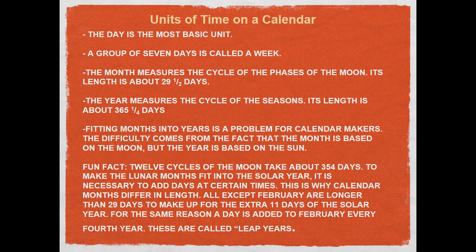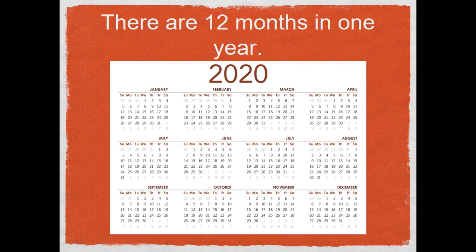So that's why days have been added to certain months, and that's why not all the calendar months are the same amount of days. Okay, some are longer, some are shorter, and February is actually less than 29 days to make up for the extra 11 days of the solar year. Okay, and that's why one day is added to February, and that is called a leap year.